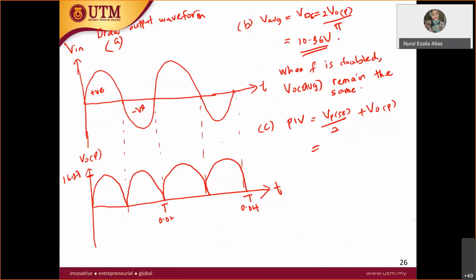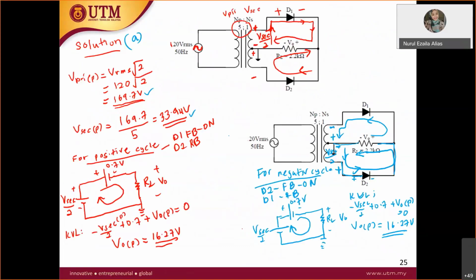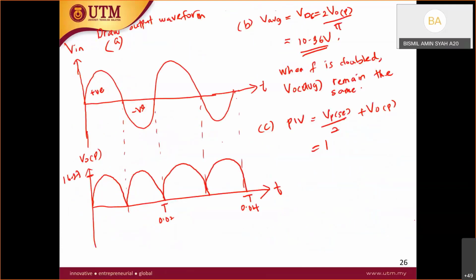Can someone calculate for me? V peak secondary over 2 is 16.97 over 2, right? Yes. So V out peak is 16.27. How much is PIV? 33.24 volt. Did other students try? Please try. Did you get the same? Yes, same. Great, so that's it.